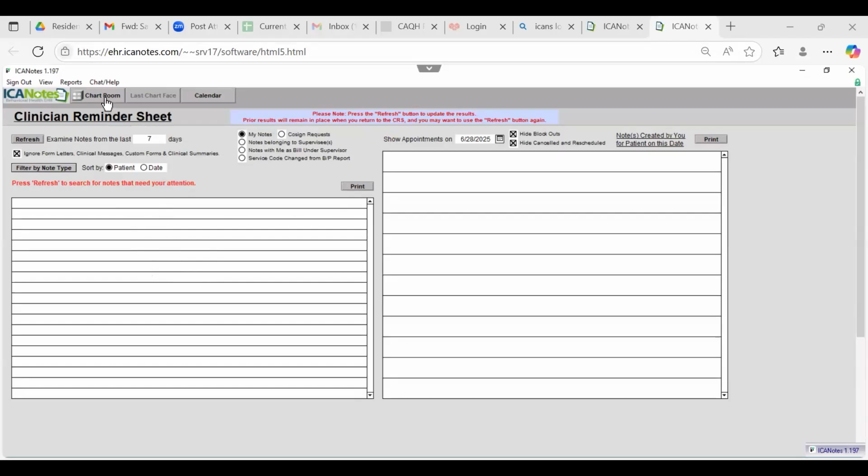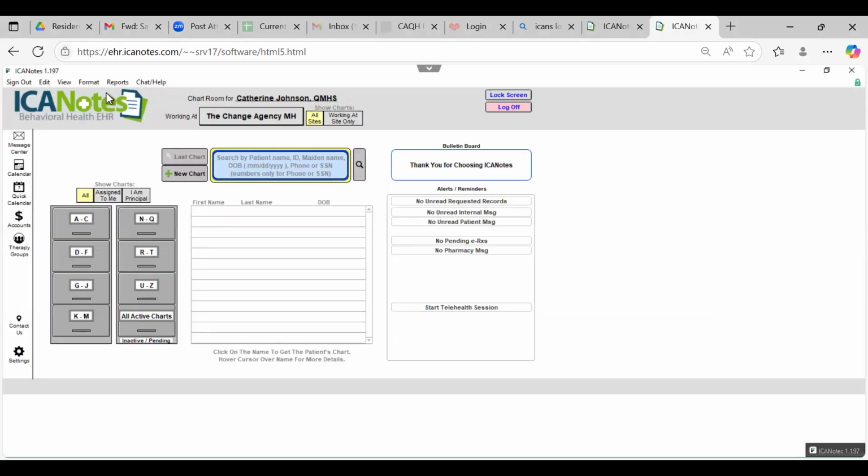Our most important feature, I'm going to tell you about what's going on, but I want us to get to the main thing, which is the notes, which is our clients and their notes. So we're going to go to the chart room. Think of ICANS as a file cabinet, and that's kind of the format that they use.